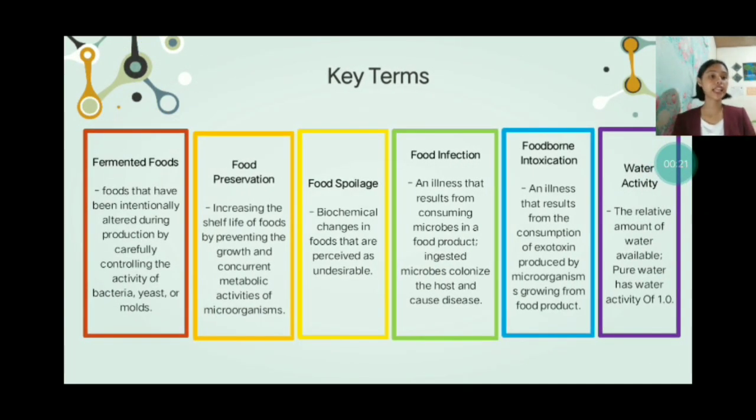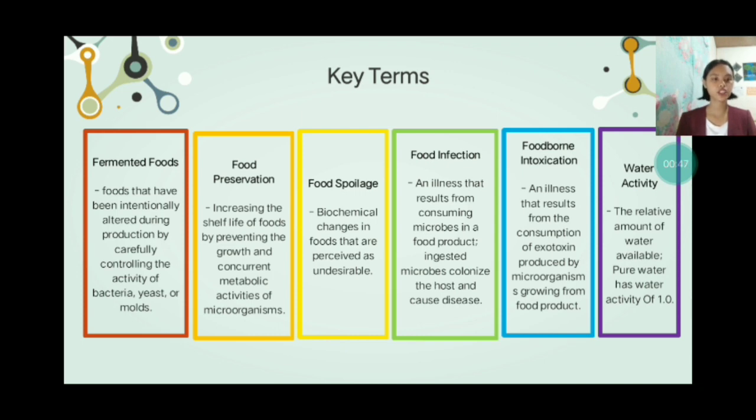First, let's start with the key terms. Fermented foods: foods that have been intentionally altered during production by carefully controlling the activity of bacteria, yeast, or molds. Food preservation: increasing the shelf life of foods by preventing the growth and concurrent metabolic activities of microorganisms.